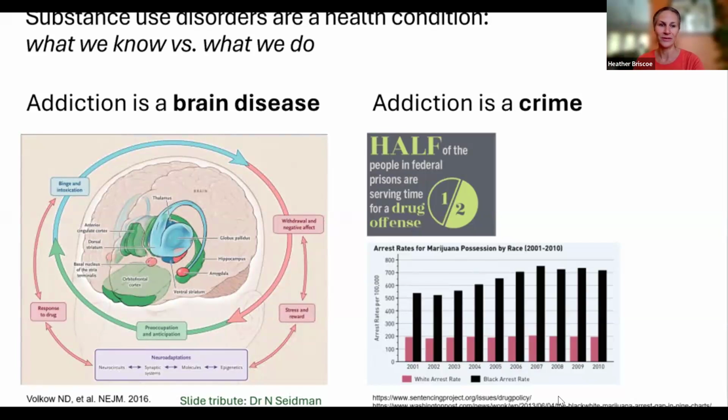And again, there are big differences by race. The bottom right corner is just showing the arrest rates for cannabis in 2000 to 2010. The lower short bar is white people, whereas the black bar is Black persons. These are arrest rates.